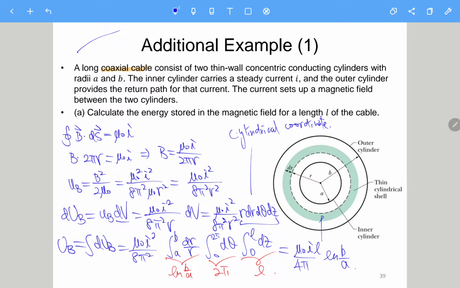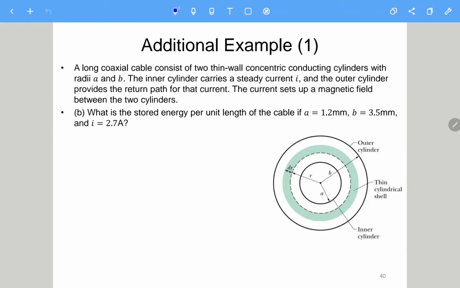I should have a square here. Okay, so this is the question for part A. This is the answer for part A. And then for part B, what is the source energy per unit length?